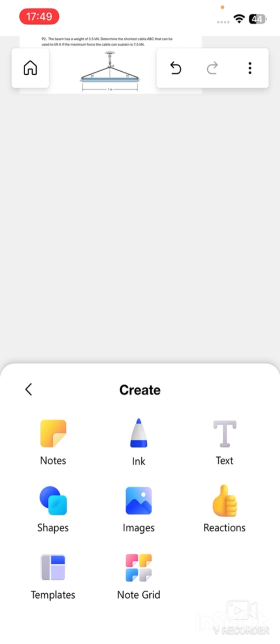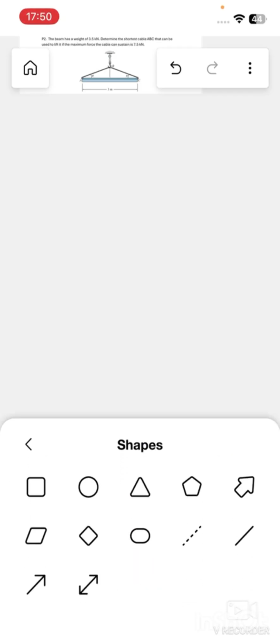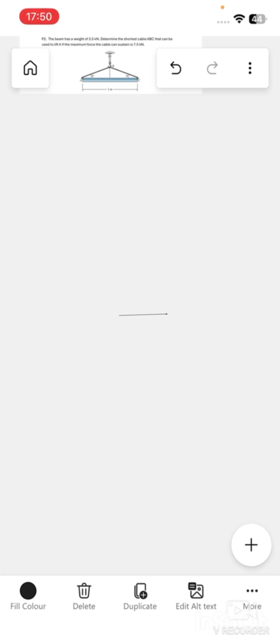Well, the first step is to do what? The first step is to draw the free body diagram. Sorry, a little bit tired.